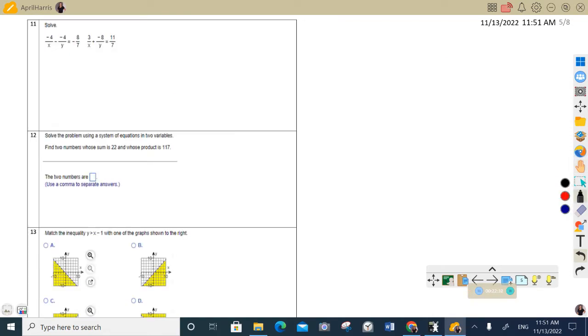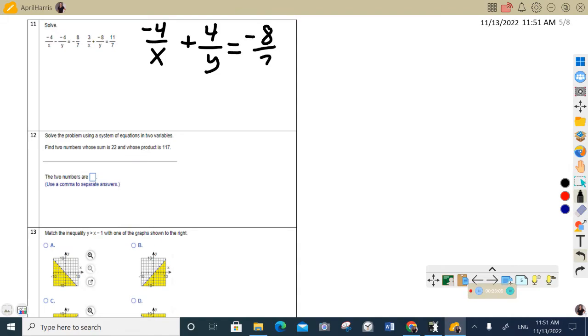Okay, question 11 says solve. This question always seems to bother students because they don't like fractions, and we definitely don't like variables in our denominator. But if I were to stack these two equations on top of one another, so line them up, I would have negative 4 over x minus a negative 4 over y, so that minus a negative becomes plus a positive 4 over y equals negative 8 sevenths.